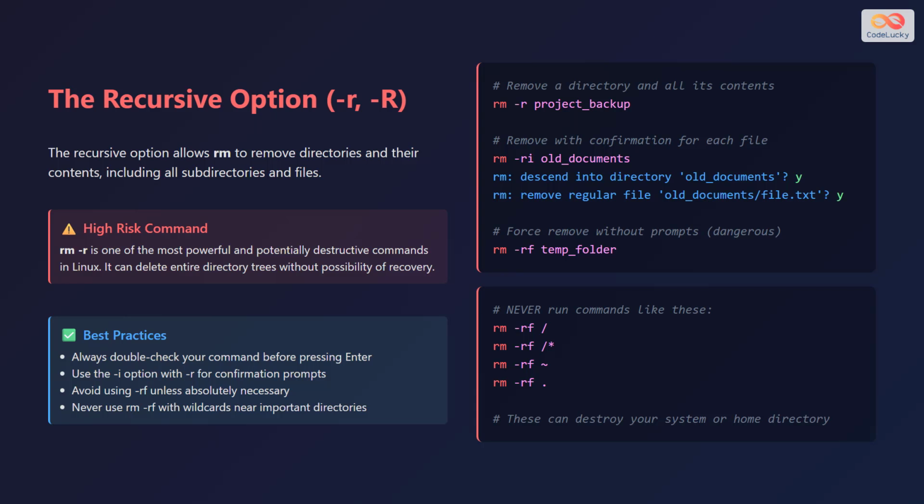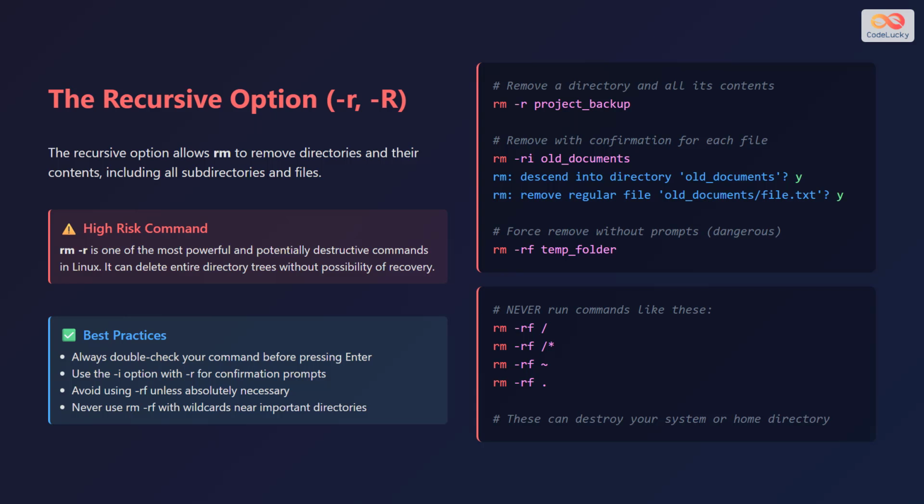Here are some examples. To remove a directory and all its contents, use rm -r project_backup. To remove with confirmation for each file, use rm -ri old_documents. The system will ask: remove, descend into directory old_documents? And if you answer Y, it will then ask: remove regular file old_documents/file1.txt? And again you can answer Y or N.